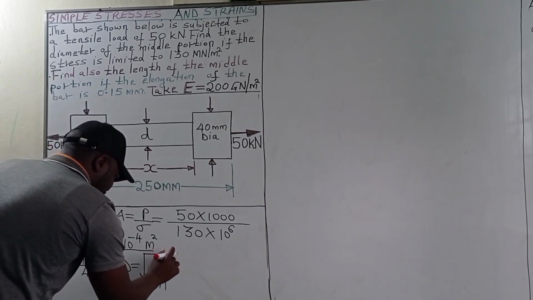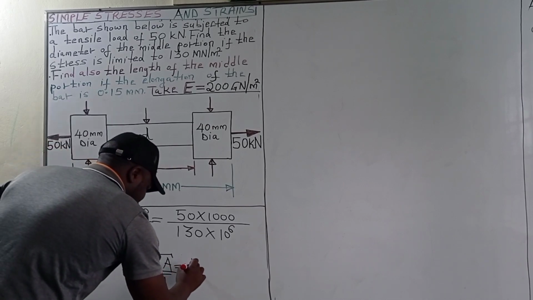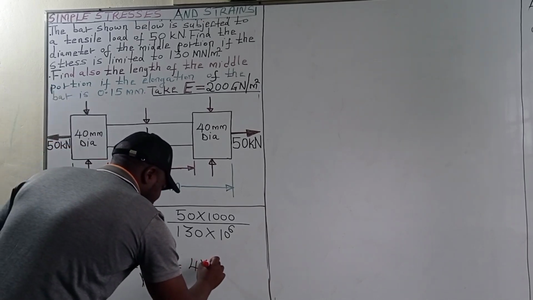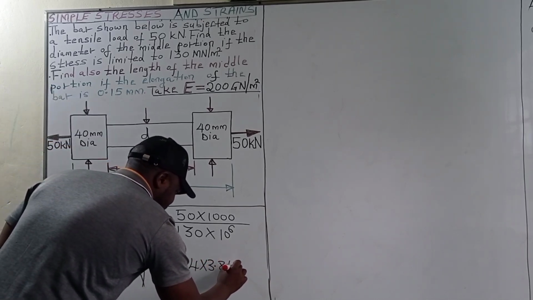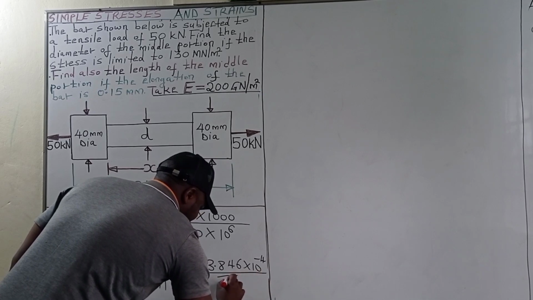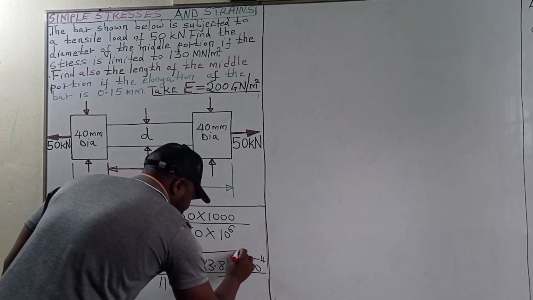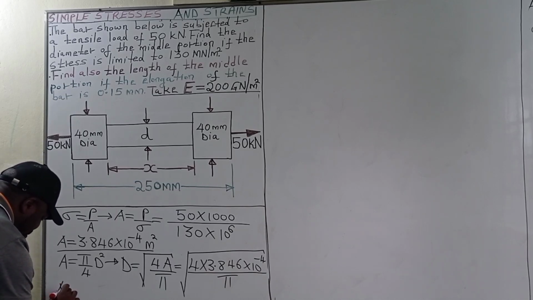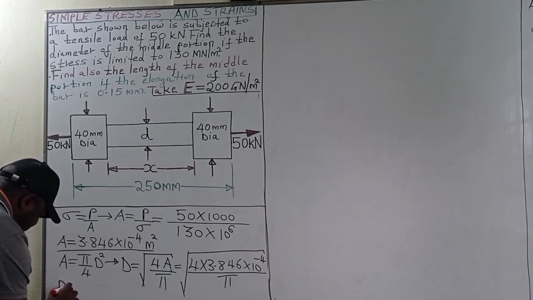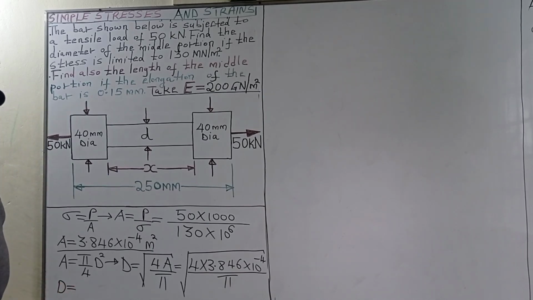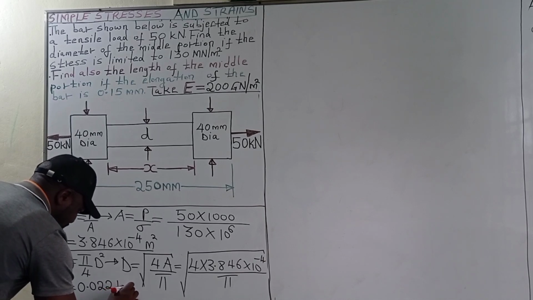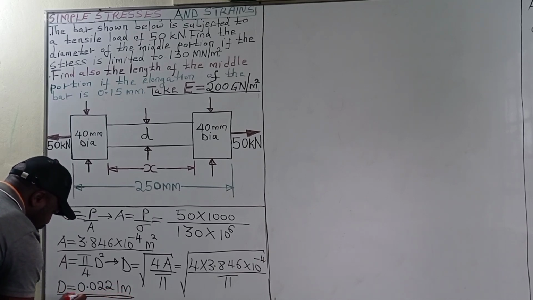So in this case, we are going to have 4 multiplied by the cross-sectional area of this middle section, which is 3.846 times 10 raised to the power of -4. Then we divide this by pi, and then we find the square root of that. When you do that, you are going to get the diameter of the member being equal to 0.0221 meters. So that is the diameter of the middle portion.